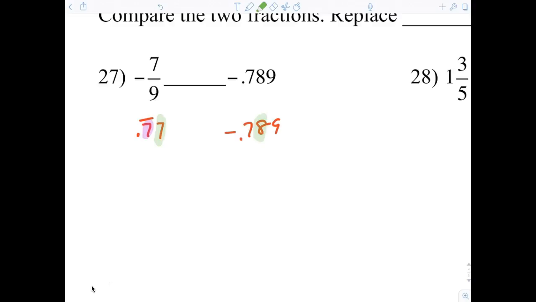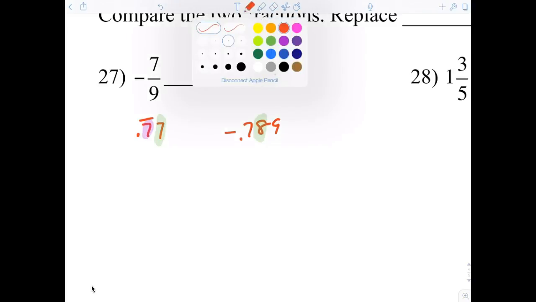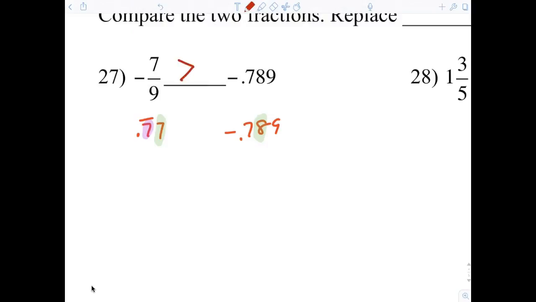So most people think that it's this answer, but it's not, correct? Because the further down on the number line to the left, the smaller you are. Did everybody understand what I just said? So the answer is not this, but the answer would be this. -7/9 is greater, right? Because look, these are both negative numbers. Since they're both negative numbers, the more negative, the smaller you are. Does that make sense, guys?